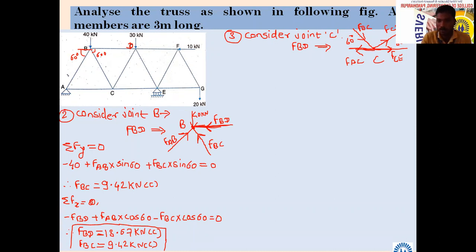Now again, application of mind is required here. Out of two unknown forces, FCD and FCE, one is horizontal. So which equation should we apply first so that at least one force we should get? Summation Fy equal to 0. So in this equation, FCE will not come. That's why we should apply that. Okay. So who will tell me the equation first?